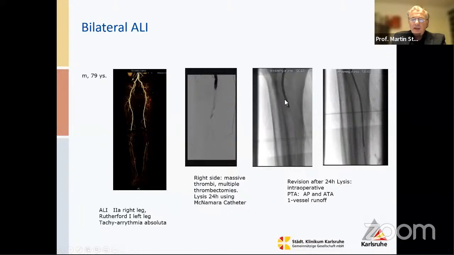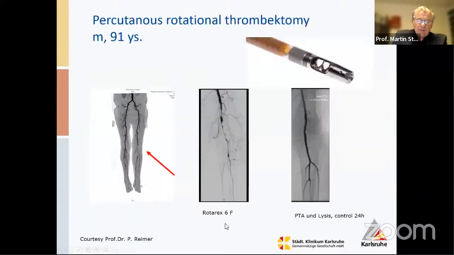Then in the second session, after 24 hours, we dilated the artery down to the middle third of the tibial artery, and then we had one vessel runoff to the foot. So again, an example of combination with thrombolysis. I know adjuvant thrombolysis is not very popular, but in cases like this with a very huge thrombotic load, we do this sometimes, and the next day you can finish the intervention.